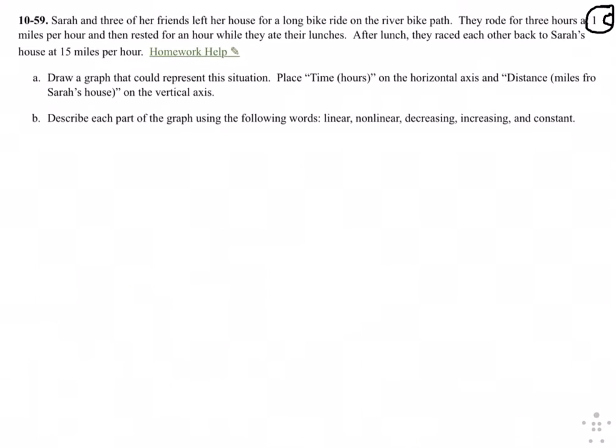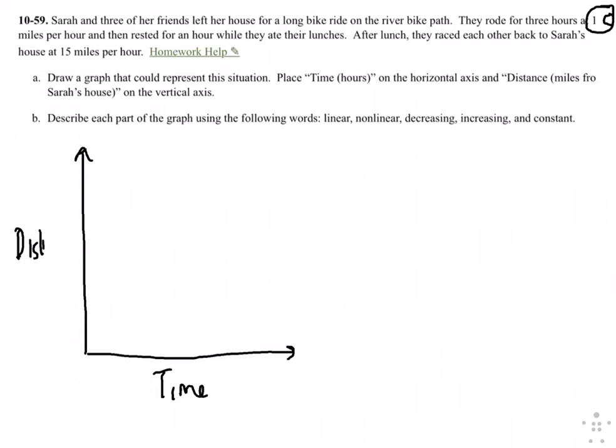Okay, they want us to draw a graph, right? So this is time, and this is distance, right? Distance. And let's see, it's up to, they rode for 3 hours and then rested for 1 hour, so we're up to 4. And then they raced back at 15 miles per hour, right? Okay, so we could go from 1, 2, 3, 4, 5, 6. That should be enough, right?